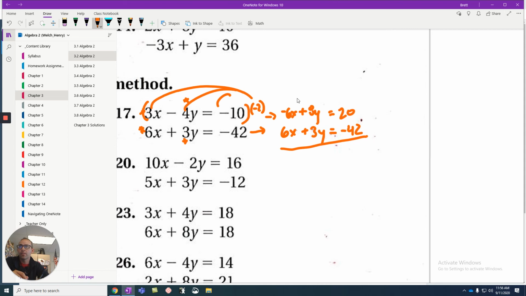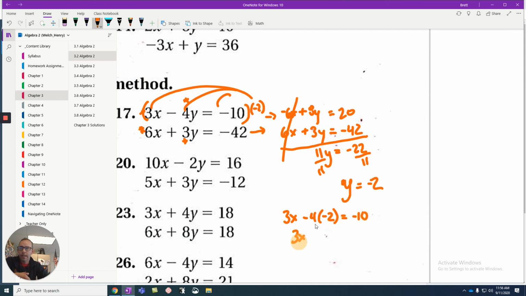If I combine my like terms, my 6x and negative 6x will cancel. I'm going to get an 11y equals 20, and negative 42 is negative 22. When we divide by 11, y is negative 2. To find the x, now that I have y, I'm going to have to go back to one of the original problems and plug it in. Let's take that first equation, which is 3x minus 4 times y, which we know is negative 2, equals negative 10.